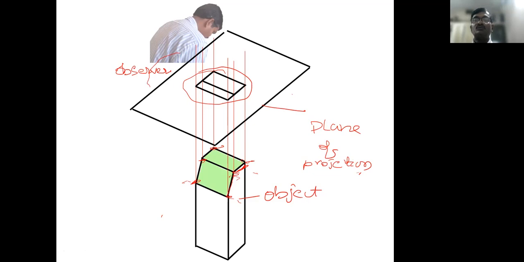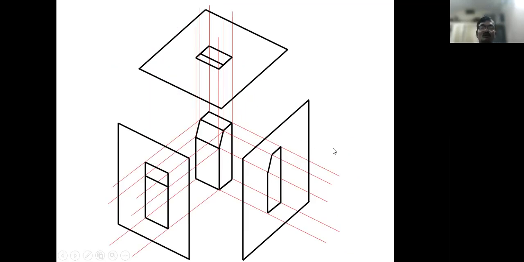The same object is observed from different directions and views are drawn. That is called multi-view drawing. This is orthographic projection. This same drawing is used for communication purposes. The same object is observed from three directions. If the object is very complicated, we can observe other sides: back side, bottom side, and another side. So we can observe 6 sides, but in this object only 3 sides are enough.